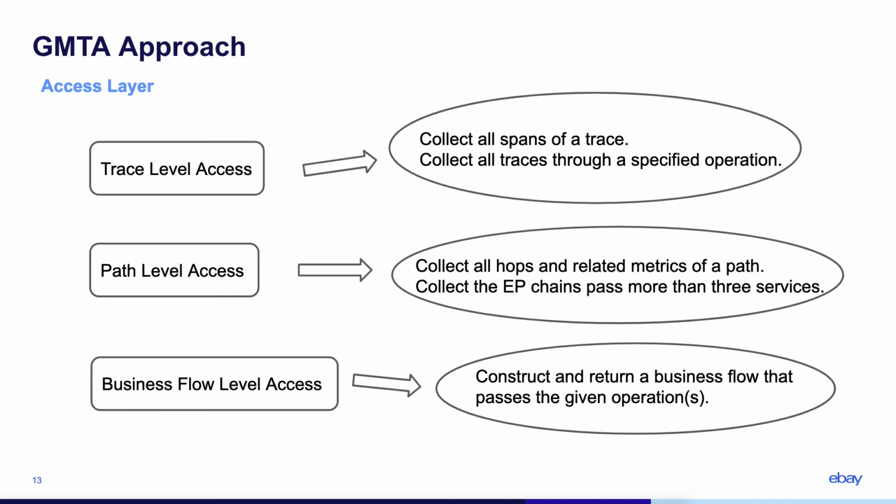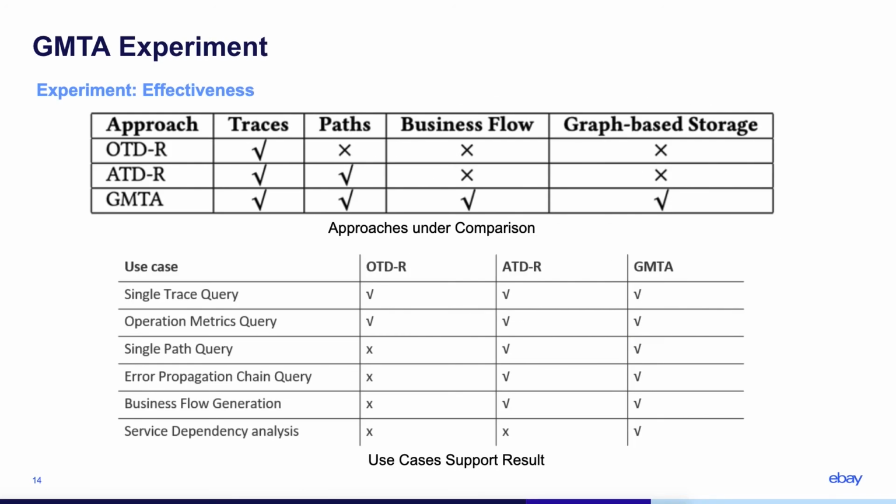After implementing GMTA, we conducted two experiments on the eBay dataset to verify the efficiency and effectiveness of GMTA. As shown in the table above, we have set up 3 experimental systems for comparison. Among them, OTDR is a common solution adopted by most tracing systems and only supports trace level queries. ATDR is a solution previously implemented at eBay, which aggregates traces into paths, but does not use graph-based storage, nor does it implement business flow filtering. The last system is the GMTA that we have introduced.